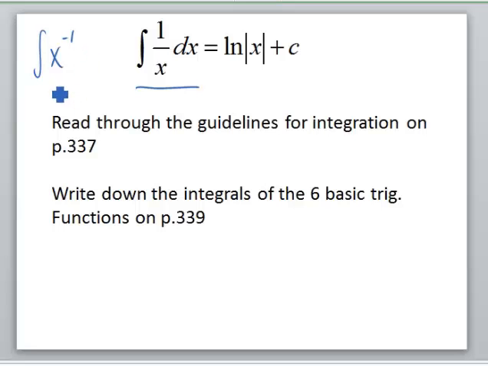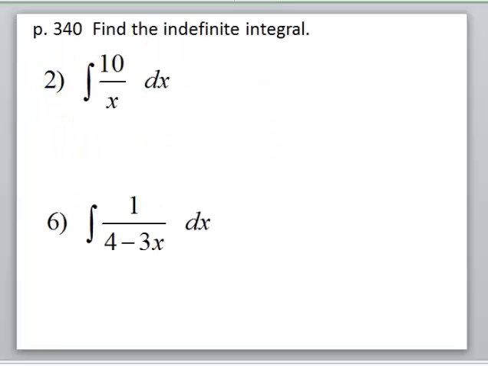Now, we've never integrated this before, and if you look, if you have x to the negative first, you'd be raising it to the 0 power once you raised it by 1 and putting it over 0. You cannot do that. It's considered undefined, so you have to have a special rule for this. And so the integral of 1 over x is ln absolute value of x plus c. So let's just jump right into doing some problems.